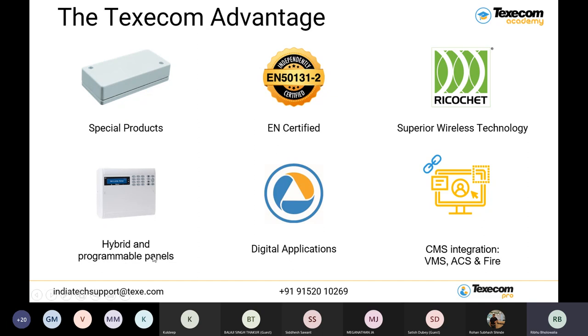hybrid and programmable panels. So hybrid and programmable panels means we have a control panel which has inbuilt wireless zones as well as onboard wired zones also. So it's a mix of both. Means in the same control panel, you will get wired as well as wireless zones. The name of the control panel is Elite 64-W. So dash W means it has wireless zones as well as wired zones. Both the zones you will get, and that is called hybrid, right?